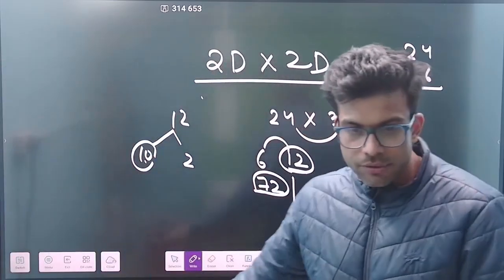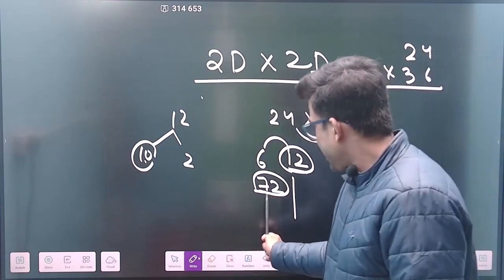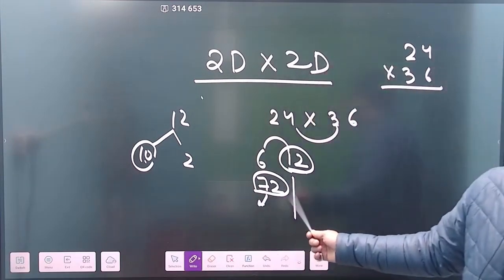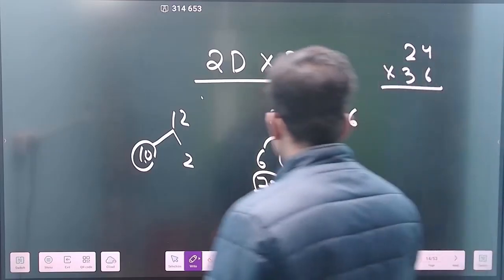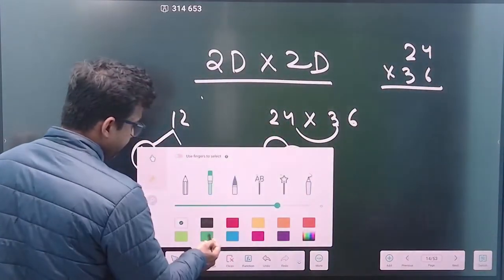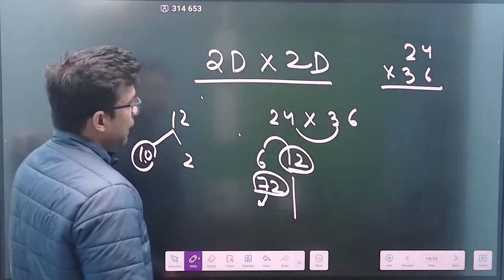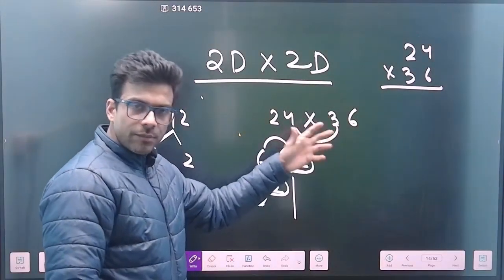You got this? How this 72 came? This 72. Okay, then fine. Now see another way of thinking. Now 6 is left. Now 3 is multiplied with both the numbers.